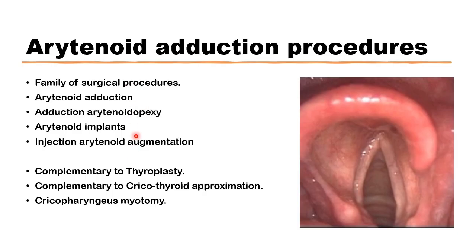This family of procedures is usually used complementary to thyroplasty, medialization thyroplasty, in which the anterior part of the vocal fold would be medialized by thyroplasty type 1, or complementary to procedures such as cricothyroid approximation to restore tension in a paralyzed vocal fold and reposition the arytenoid after being displaced or tilting forward, or in cases of cricopharyngeus myotomy with some cases of aspiration after vocal fold palsy.